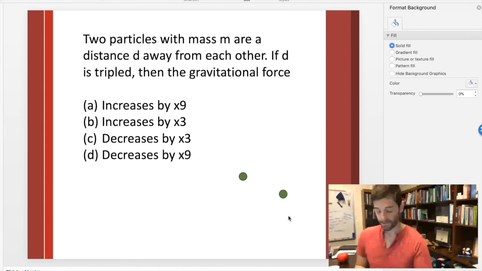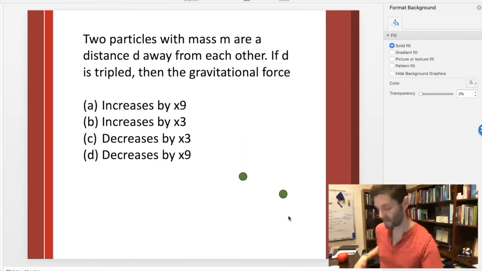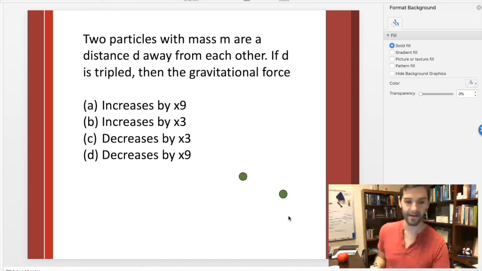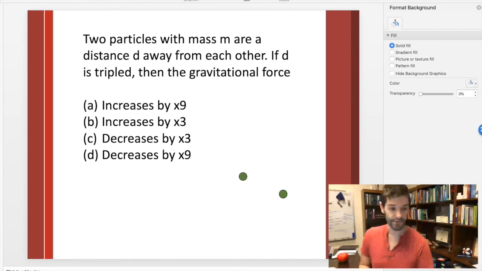Now what you could do is set m to be, say, 5 kilograms for each of them, and d equal to 20 meters, which triples to 60 meters. I could plug in all the numbers and compare what the forces look like originally, and then after the distance is tripled. And you would, of course, get the right answer. But the number of opportunities for you to make a math mistake in that case is incredibly high, and it involves annoying things, like looking up big G.